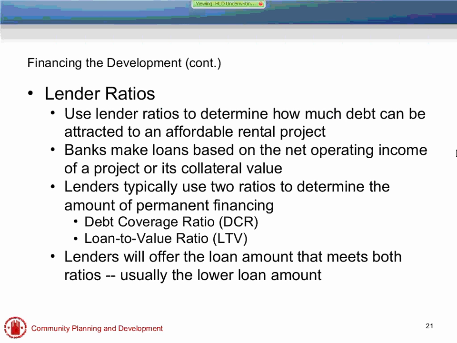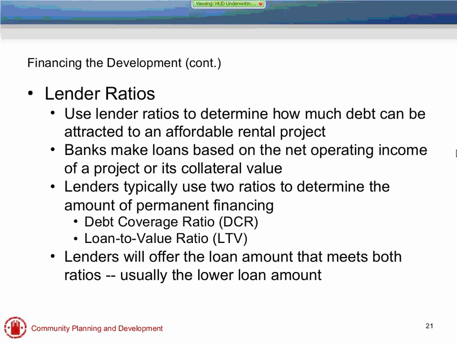Let's talk about lenders. There are a few basic ratios, really two principal ratios, that permanent lenders use to determine how much money they're willing to loan. Every lender, when they make a loan, is first and foremost concerned about how they're going to get paid back. If I loan somebody money as a lender, my first question is, how are you going to pay me back? And the answer is, I'm going to pay you back out of net operating income.